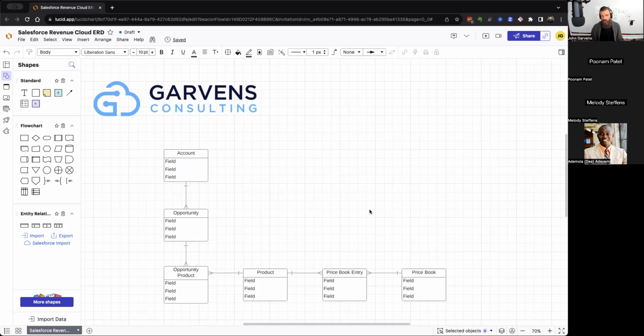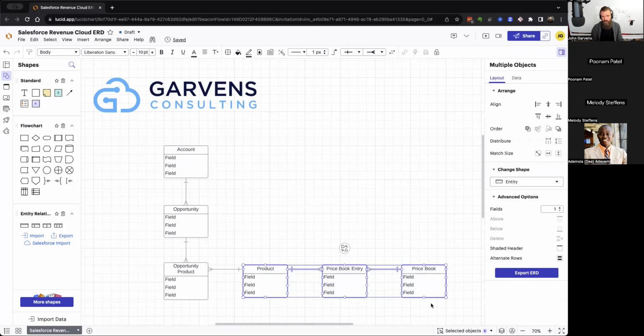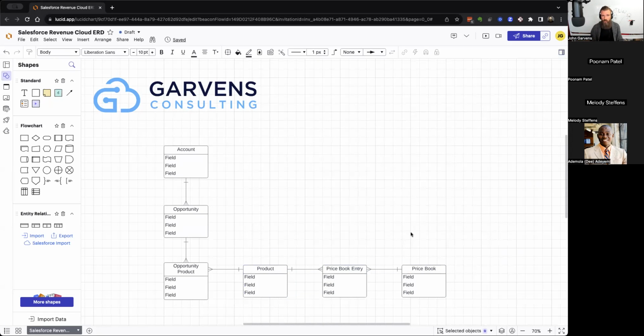Common questions regarding these three core objects of products, price books, and price book entries are, how do I know when to create a product? How do I know how many price books I need? How do I know how many price book entries I need? Well, let's start with a very simple example.